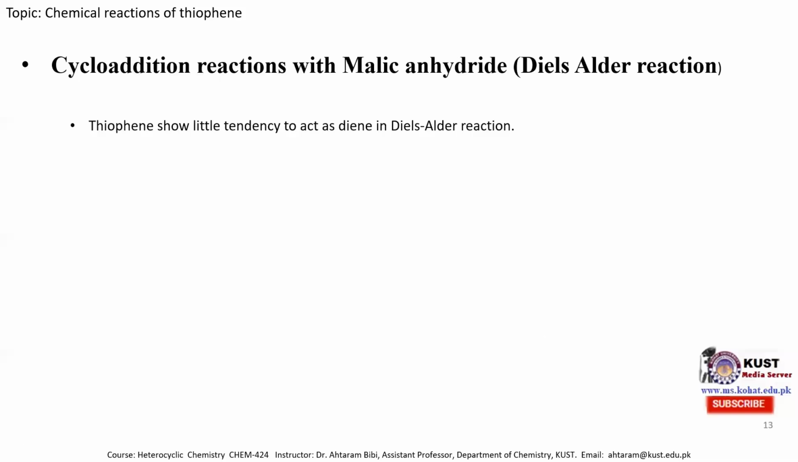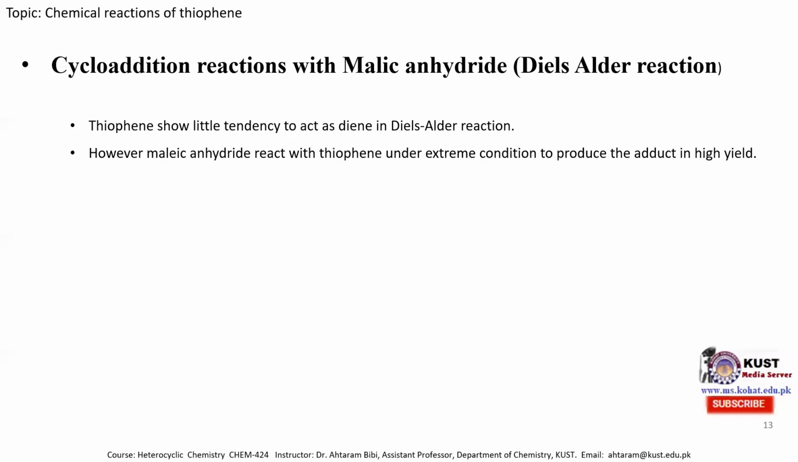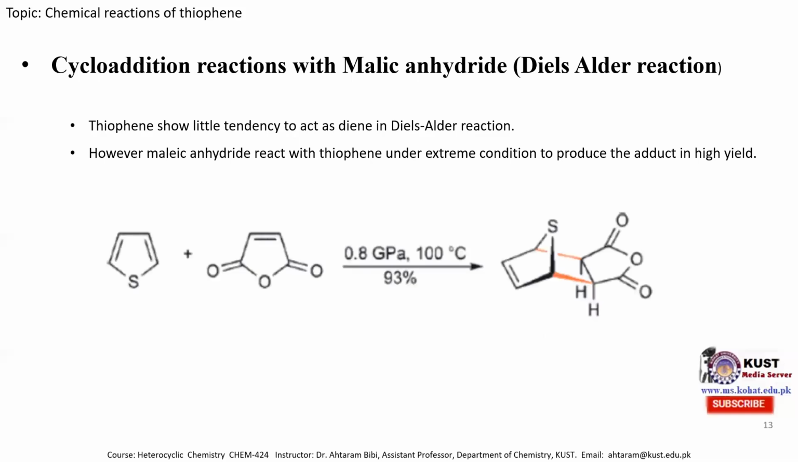The last reaction is reaction with maleic anhydride. Thiophene shows little tendency to act as a diene in Diels-Alder reaction. However, when it is reacted with maleic anhydride under extreme condition, it produces adduct in high yield. So this is thiophene. Thiophene generally has little tendency to act as a diene, but when it is treated with maleic anhydride under extreme condition at 100 degrees centigrade and 0.8 gigapascal pressure, then the Diels-Alder product forms. This is the new bond formed, and under drastic condition, the thiophene reacts with maleic anhydride to produce this adduct.